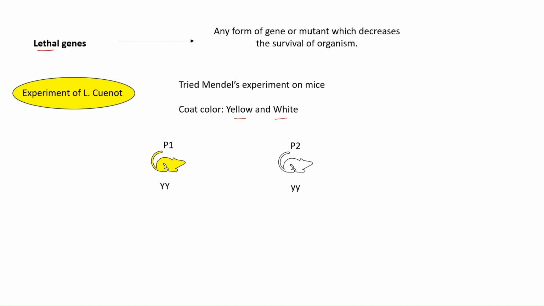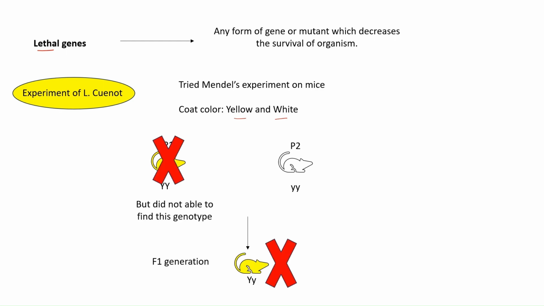Now what he observed was that he was unable to get this genotype in nature. He was unable to get this genotype in nature. Until he gets the genotype capital Y capital Y, he will not get the F1 generation of capital Y small y. So he was unable to conduct his experiment.